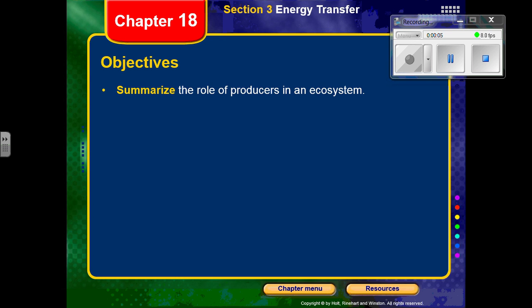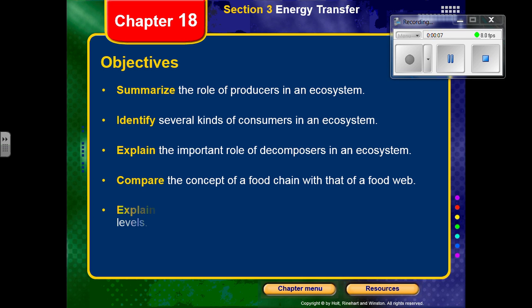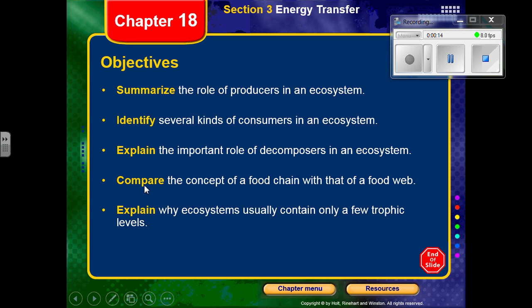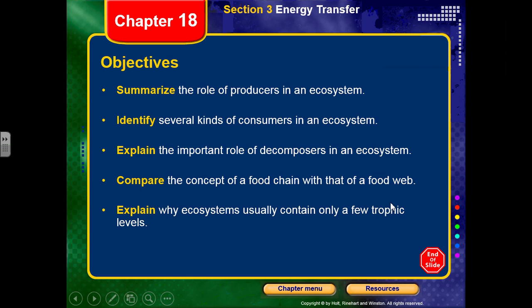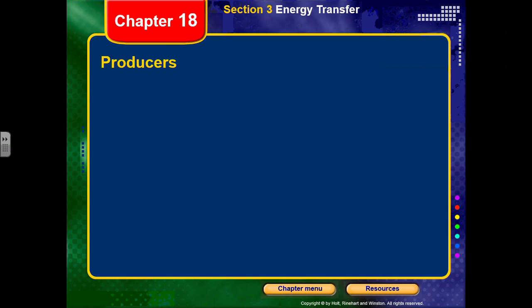We are today going to be continuing our notes, and what I want to be talking about today is the last two objectives that we have here. Compare the concept of a food chain with that of a food web, and explain why ecosystems usually contain only a few trophic levels. So those are the kind of things that we're going to be discussing today. We're going to be jogging through this fairly quickly.